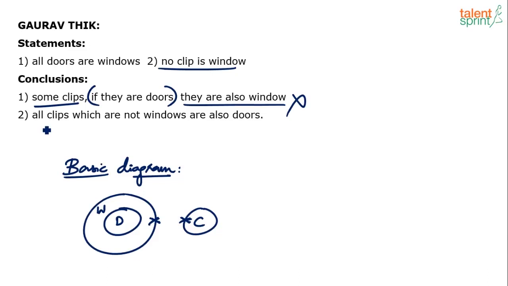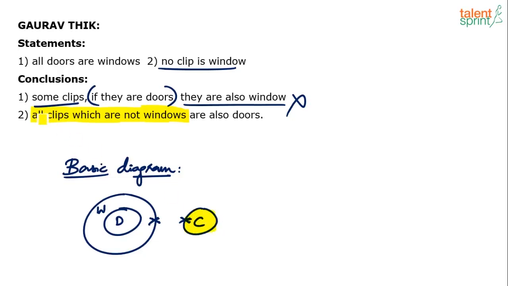Second one: all clips which are not windows are also doors. No, so forget about this. All clips which are not windows. In the current basic diagram, let me highlight this. We are referring to this yellow shaded part of the statement. What are the clips which are not windows? All these clips are not windows.